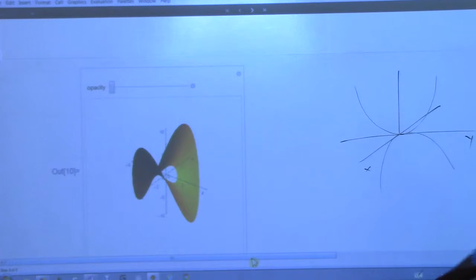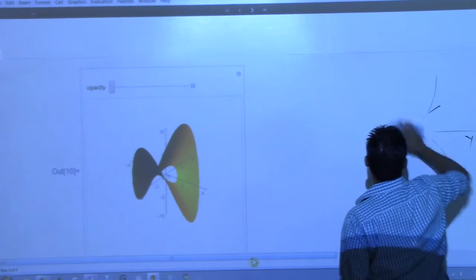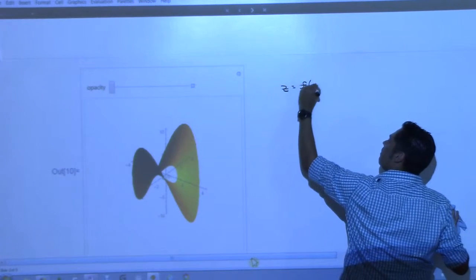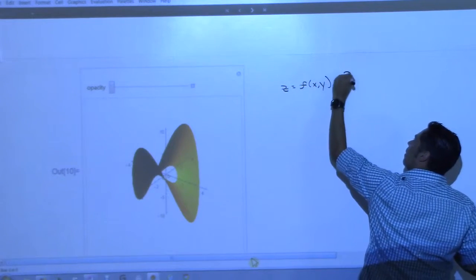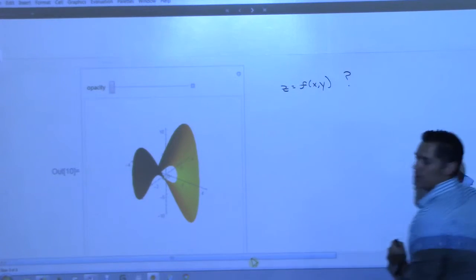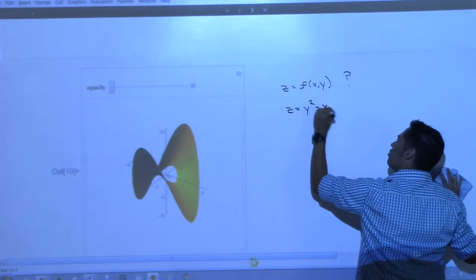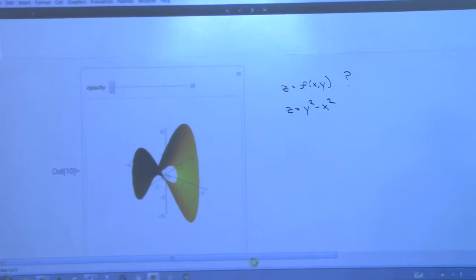Actually, it's not going to be that bad at all. First of all, is z a function of two variables? Yes, it is, right? Z is y squared minus x squared. So I have a very, very nice formula for this, right?